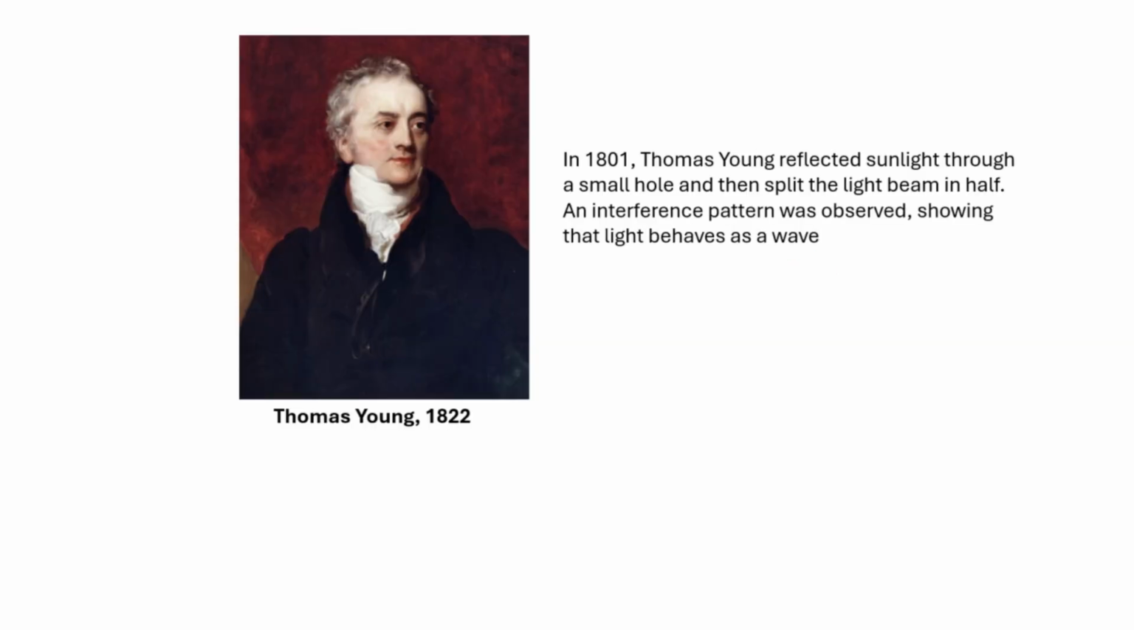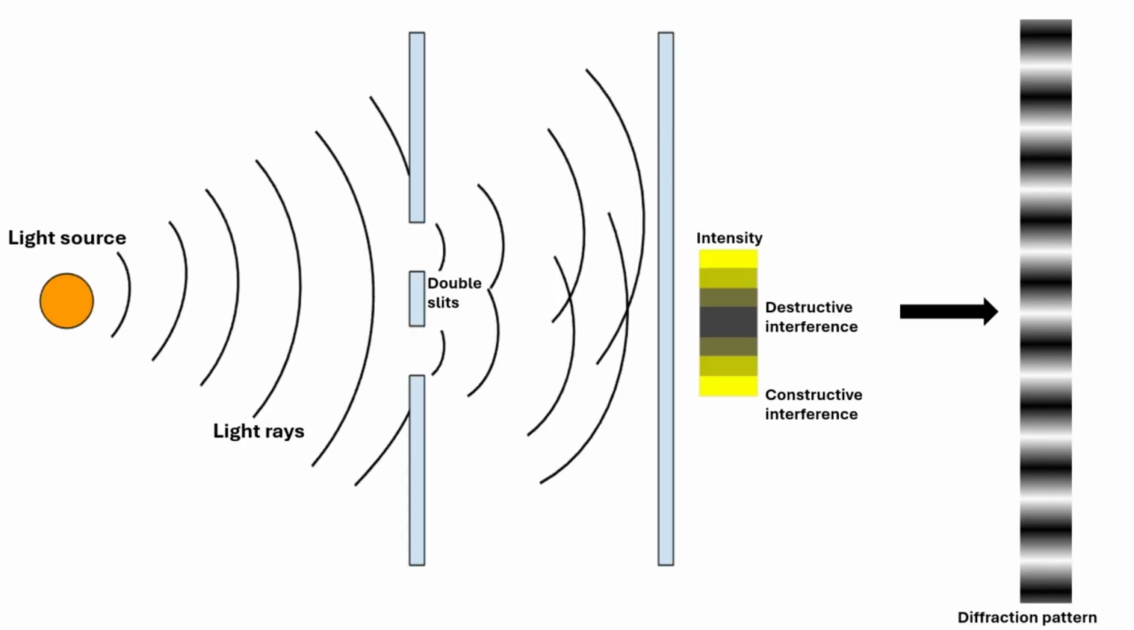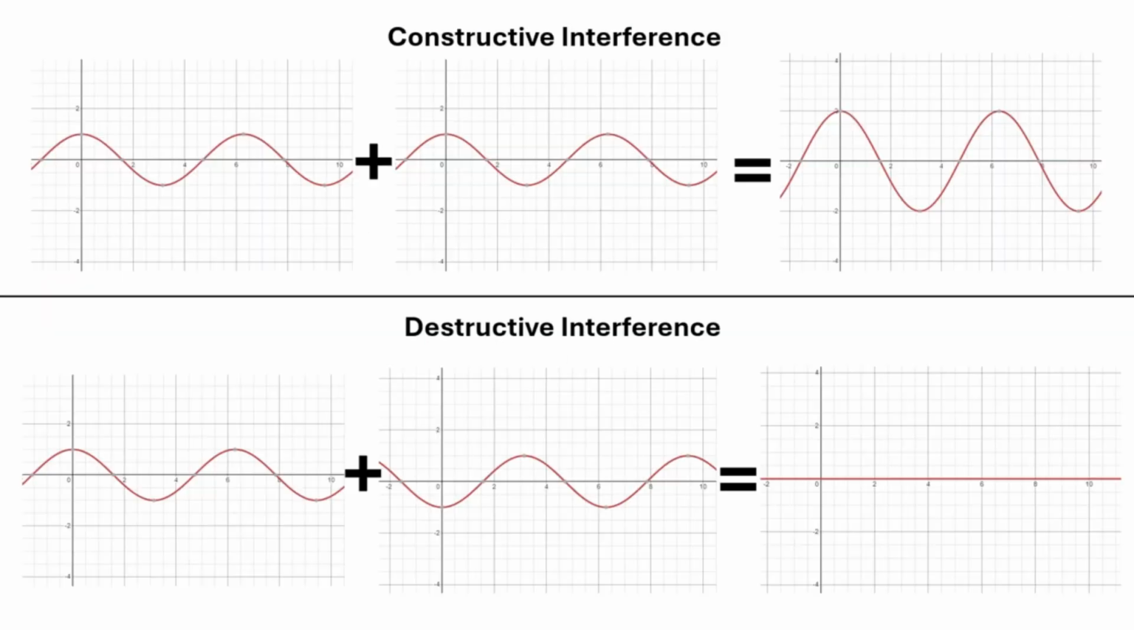The first double-slit experiment was done in 1801 by Thomas Young, whereby he reflected light through slits, and was able to observe a diffraction pattern. This means that light had to behave like a wave because the diffraction pattern is caused by constructive and destructive interference of the light waves.